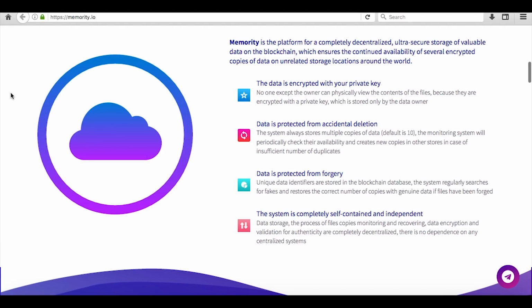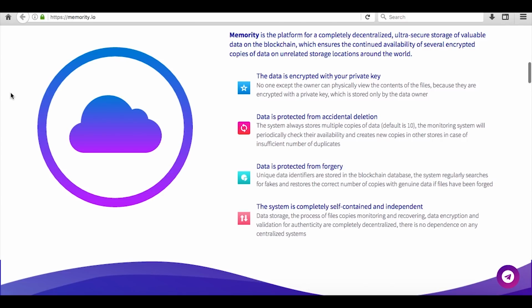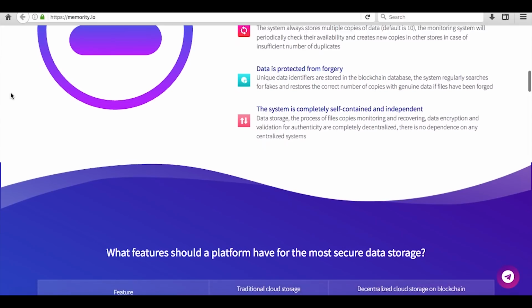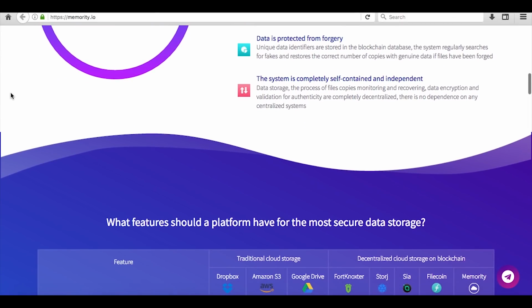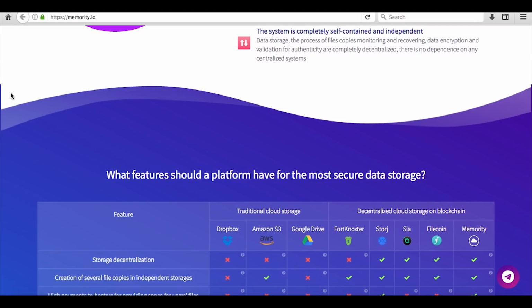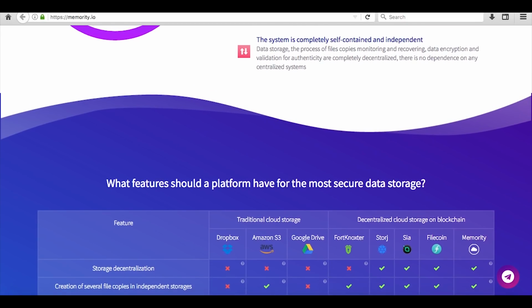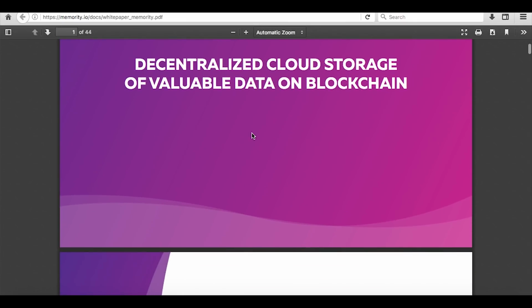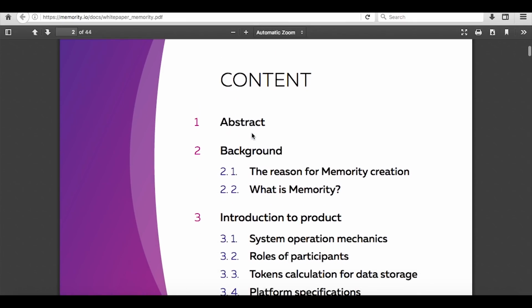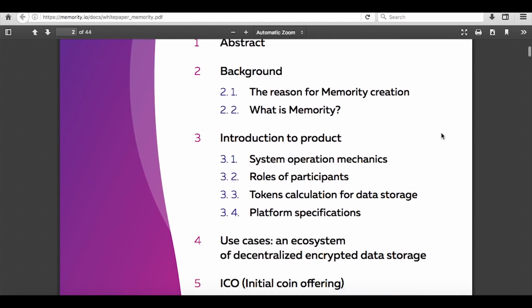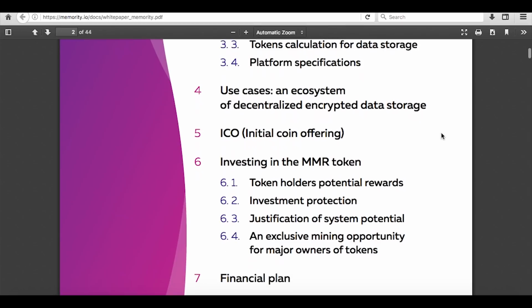Memority will be able to deliver ultra-secure encrypted data storage on the blockchain, inherently encrypted and stored as multiple copies in various worldwide locations. Data is securely protected from hacks, accidental deletion or forgery. This is a solution which has business, governmental and individual use cases and applications. There isn't an individual or organization in the world that wouldn't benefit from superior security for their data.